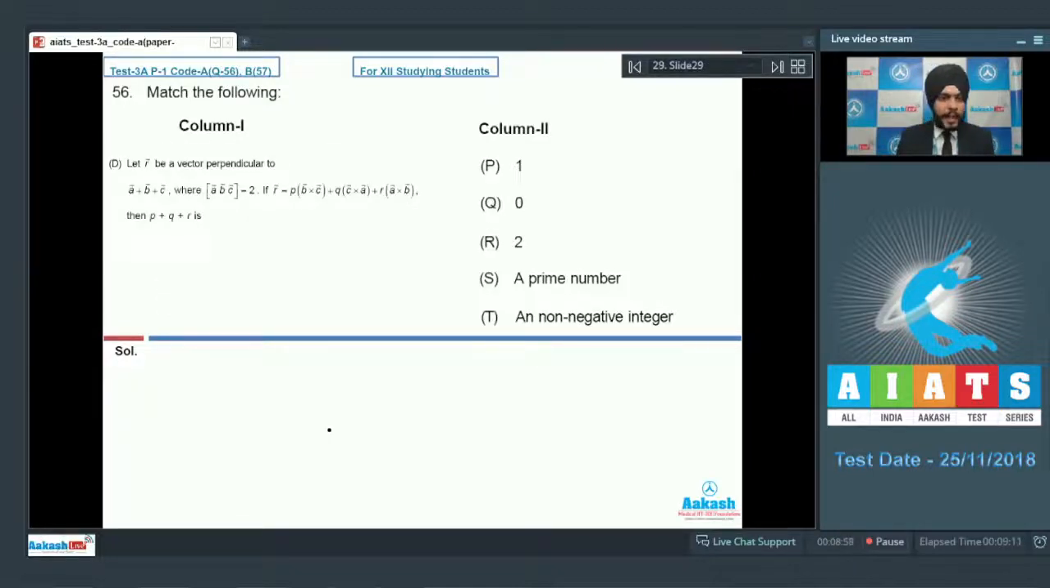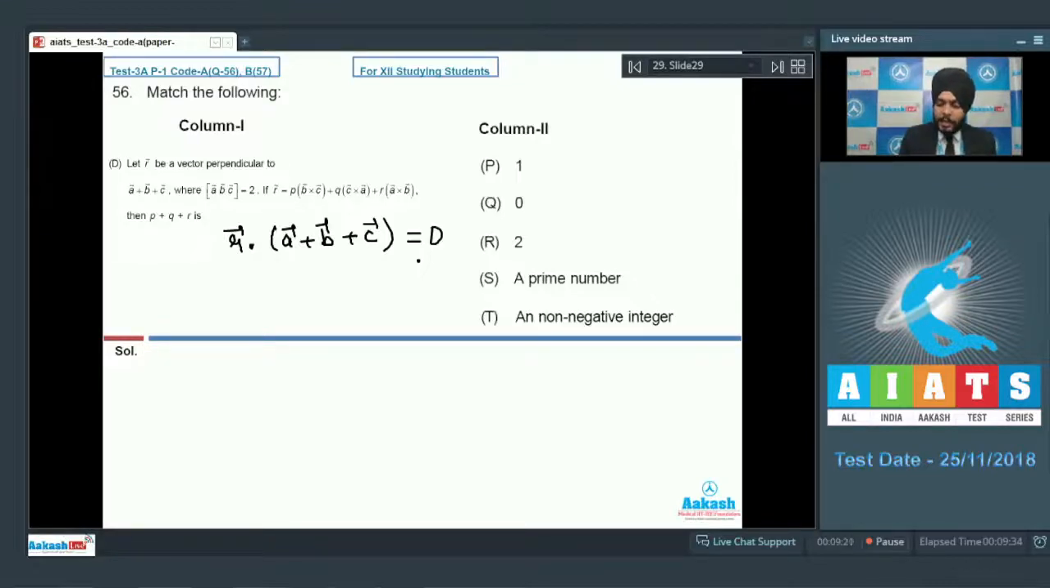Okay, D part says that let R vector be a vector perpendicular to A vector plus B vector plus C vector. That means R vector dot with A vector plus B vector plus C vector equals to 0, where scalar triple product of ABC is equal to 2. If R vector is P times B cross C, Q times C cross A, R times A cross B, then P plus Q plus R is.